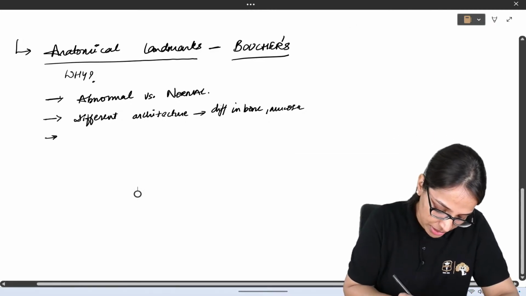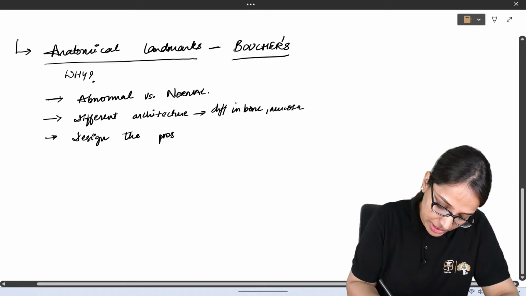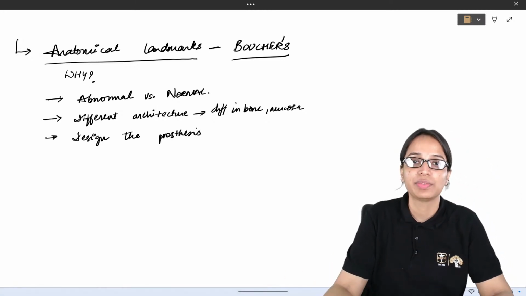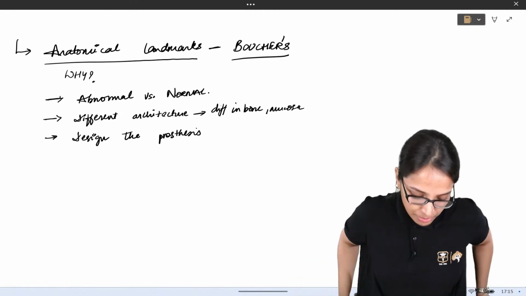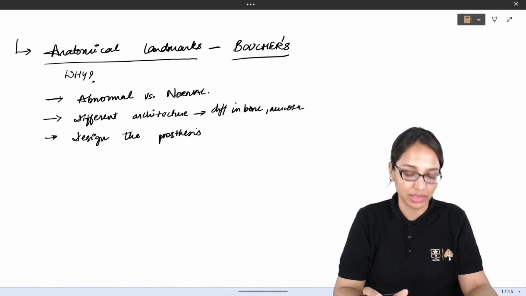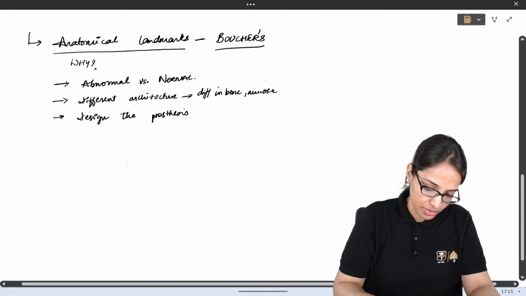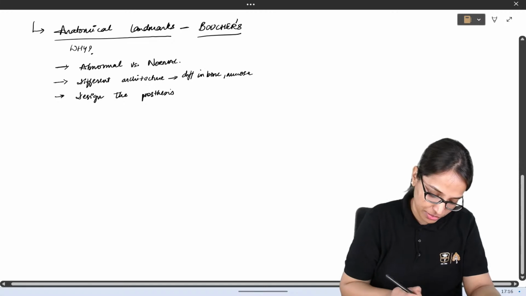Third is to effectively design your prosthesis. By getting an in-depth understanding of your anatomical landmarks, we would actually be able to design our prosthesis very well. So these are my three top reasons why we need to study our anatomical landmarks. Now, I will first start with anatomical landmarks of maxilla.